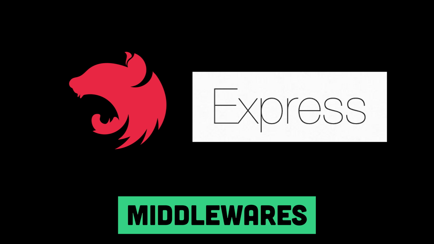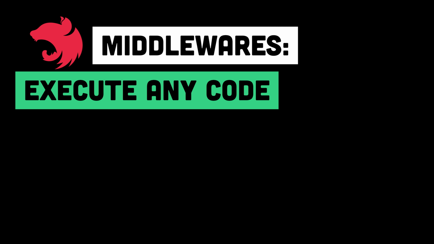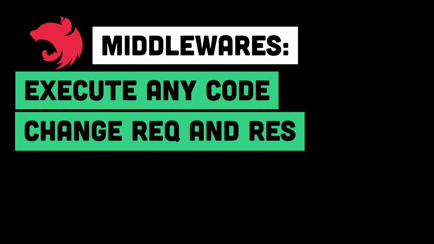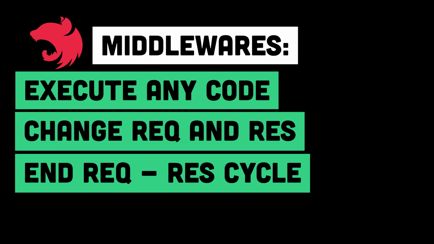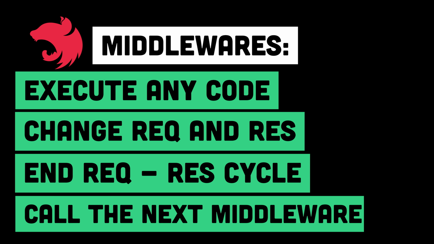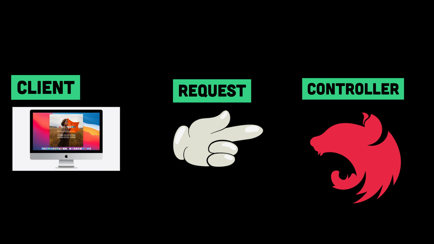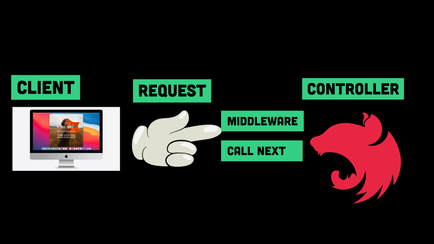By default, NestJS middleware and Express.js middleware are the same. Middleware functions can perform the following tasks: execute any code, make changes to the request and the response objects, end the request-response cycle, and call the next middleware function in the stack. If the current middleware function does not end the request-response cycle, it must call next to pass the control to the next middleware function. Otherwise, the request will be left hanging.